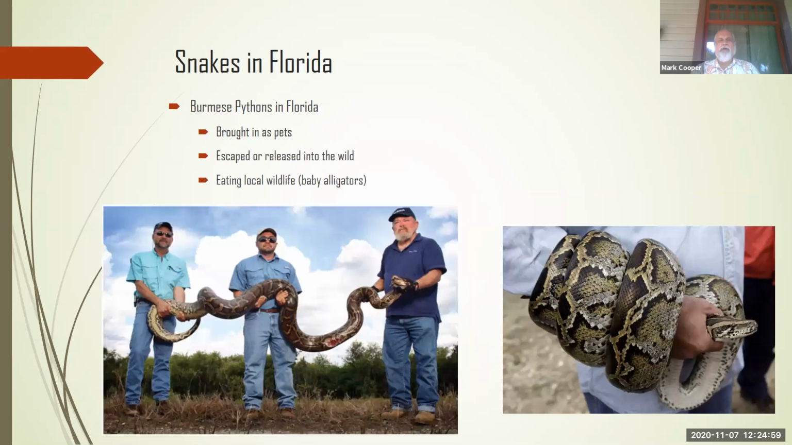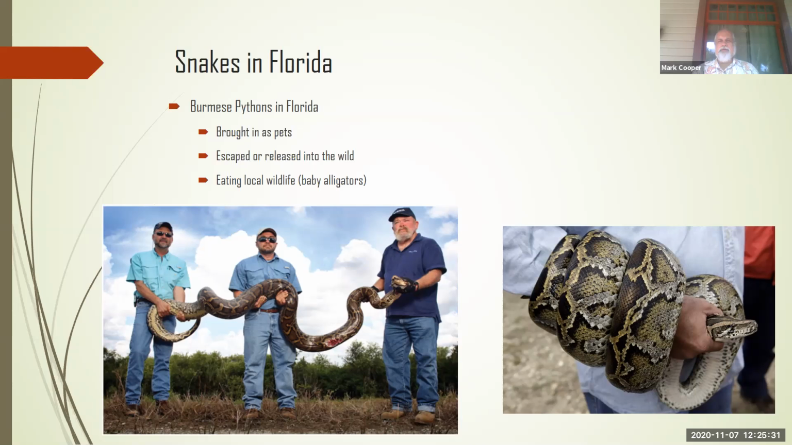All right, another one is snakes in Florida, Burmese pythons. There are also some other species, but they're brought in as pets. And these snakes get very, very large. So as a pet, they're cute and you handle them. And as they get bigger and bigger, they get harder to take care of. Nobody takes them. There's no place to put them. So people will release them, or they will escape. And they have become a problem in Florida.